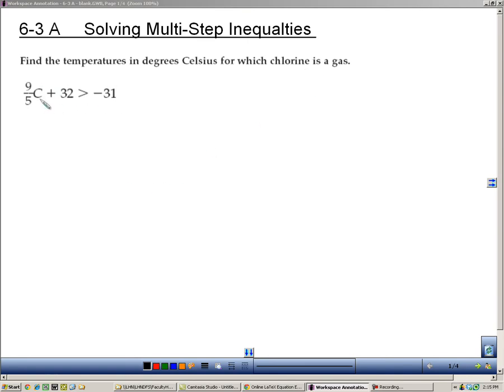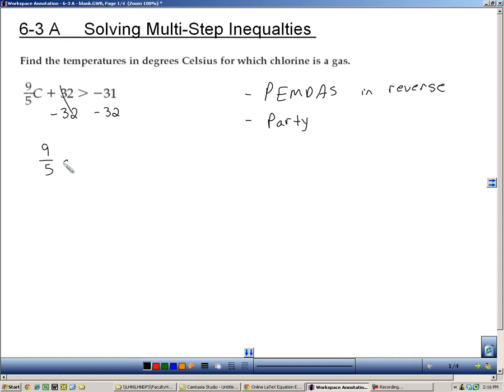So here what we're going to have to do is isolate the C. We can do that using one of two tools that I've told you in the past, and those are using PEMDAS steps in reverse, or I also showed you the party analogy where you keep your best friend longer and you send everyone else home. Whichever one of those you like to use to help remember. In this case, the 9/5 is going to stay first. We'll get rid of the plus 32 by subtracting 32 from both sides. So we end up with 9/5 C is greater than negative 63.